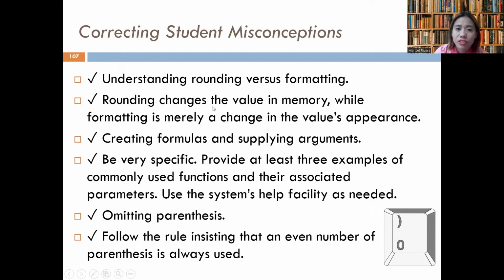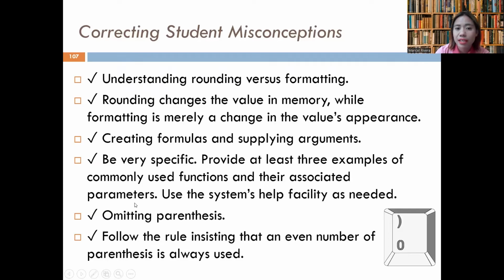So rounding changes the value in memory, while formatting merely changes the appearance of the value. So when you round it off to its greatest value or to its least, but when you say formatting, it's just as is. And then you create formulas and supply arguments, so you have to be very specific.